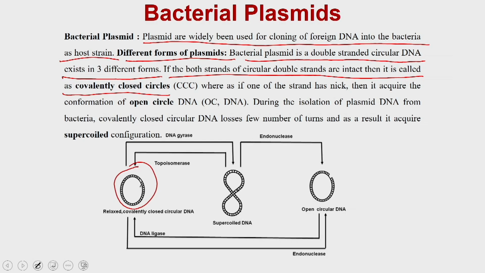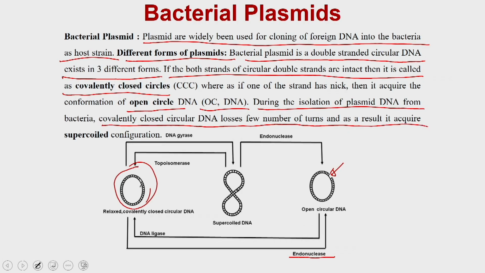Whereas if you expose this DNA to an endonuclease, the endonuclease is going to create a nick on one of the strands, and that is how it creates the opening of the circle and another form of plasmid, which is called the open circle or OC DNA. Whereas when you isolate the plasmid from the bacteria, the covalently closed circular DNA loses a few of its turns. It twists around on its own, and because of that it creates a supercoiled conformation, which is this.